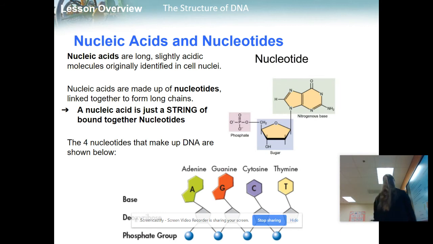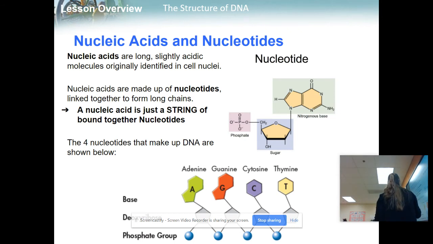All right, so nucleic acids are these long strands of DNA. They were originally identified in these cell nuclei. Those are what we've been picking out. Those are what were visible in the chromosomes when they're condensed. So these nucleic acids are what make up DNA. That's just the name of the molecule for DNA. That's the type of molecule it is.